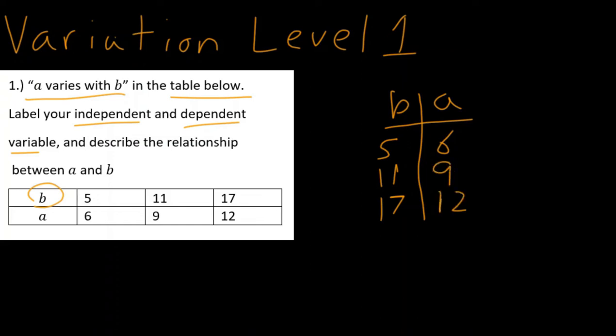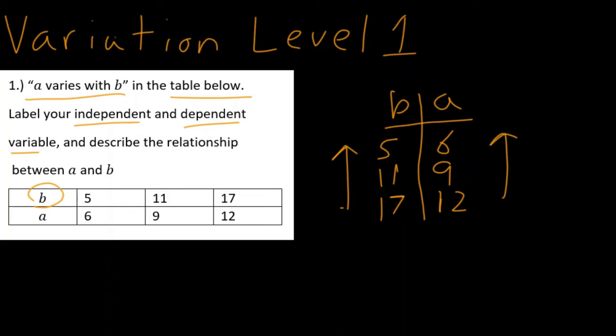Now the cool thing about this video is we're not really going to do too much math. We're going to look at trends. So when you look at B from 5 to 11 to 17, what do you notice? Well, these values are increasing. And when you look at the 6, the 9, and the 12, what do you notice? Those values are also increasing. So they're getting larger and larger and larger.